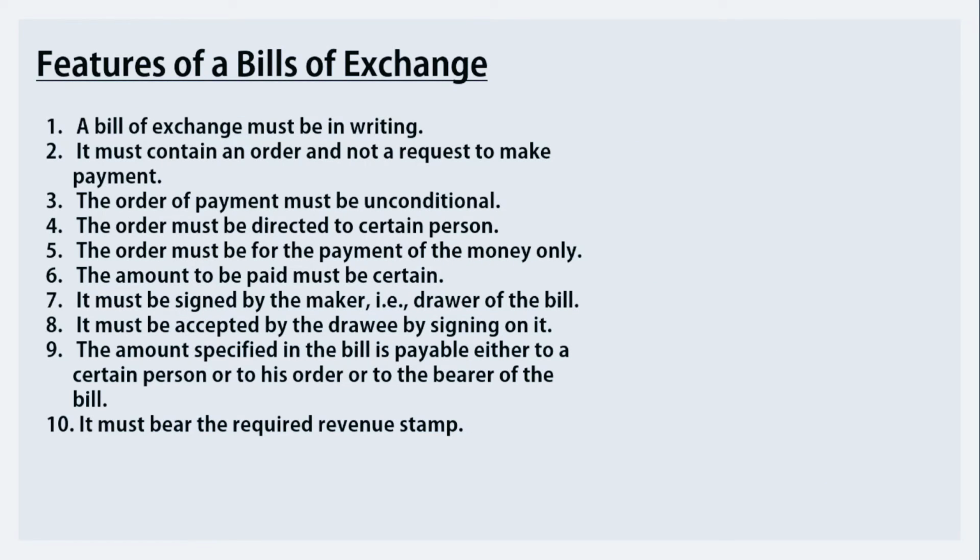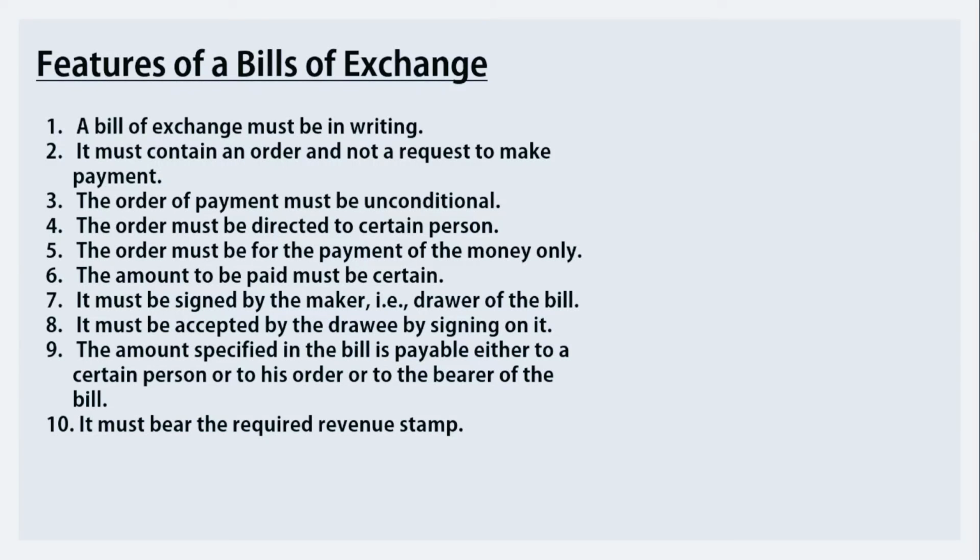Features of bill of exchange. A bill of exchange must be written. It must contain an order and not a request to make payment. The order of payment must be unconditional. The order must be directed to a certain person. The order must be for the payment of the money only. The amount to be paid must be certain.